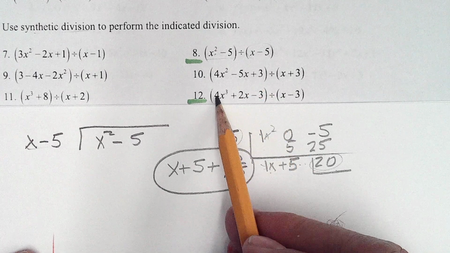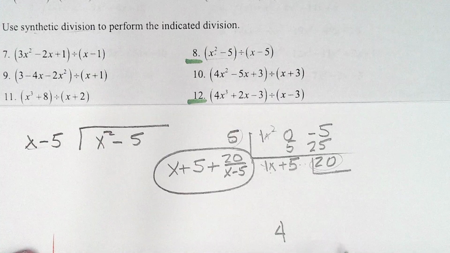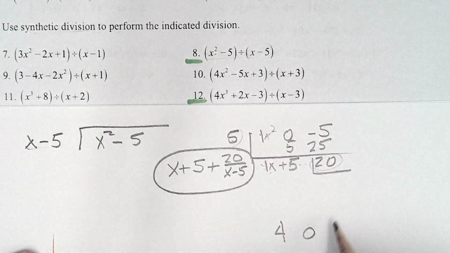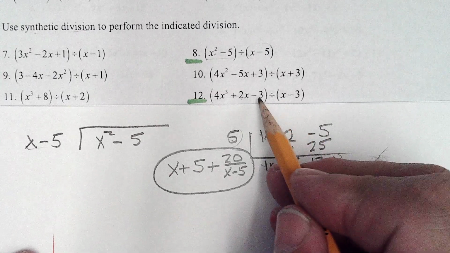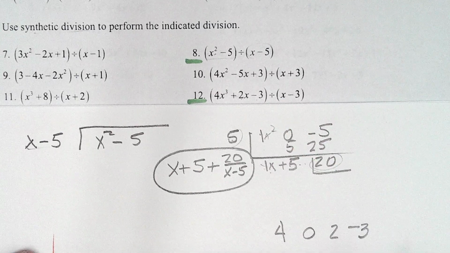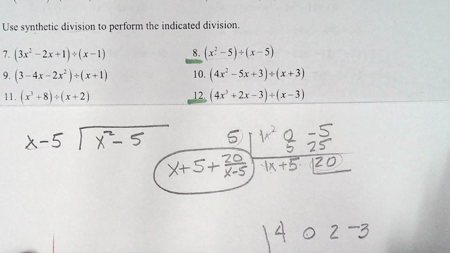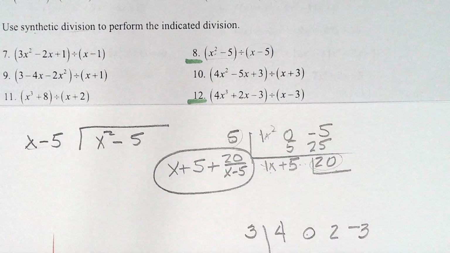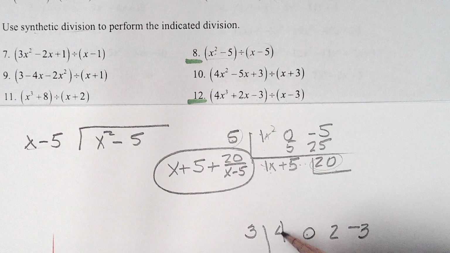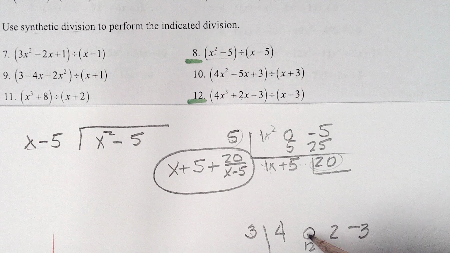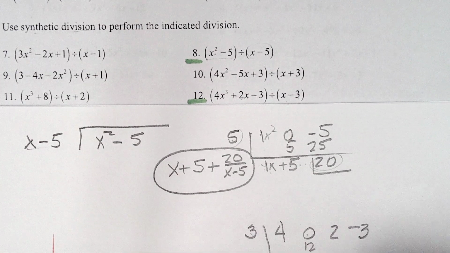Synthetic. So I've got 1x to the fourth, 4x to the third, no x squareds, 2x to the first, and a minus 3x to the zero. So I got 3, 2, 1, 0 powers of x. And what makes x minus 3 zero is a plus 3. Add down, 4 plus 0 is 4, times 3 is 12. Add down, 12 times 3 is 36.